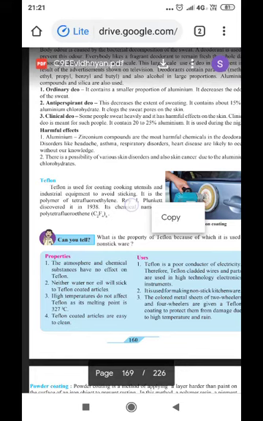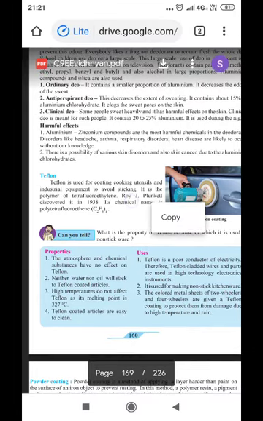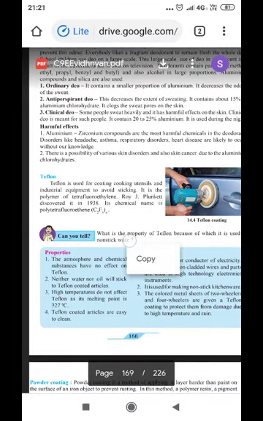Antiperspirant deo, as the name itself suggests, works against perspiration, that is, sweat. This decreases the extent of sweating. It contains about 15% aluminum chlorohydrate. It clogs the sweat pores on the skin. It's very dangerous then.